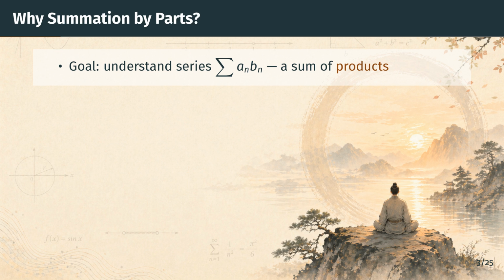Let's set the stage. Many important series are not just sums of single terms, but sums of products. A term a sub n multiplied by another term b sub n. The root test and the ratio test from the previous section are powerful, but they are really designed for absolute convergence. They say nothing useful when the terms change sign, or when convergence is delicate. We need a different tool tailored to products. Next, let's recall where such products come from.